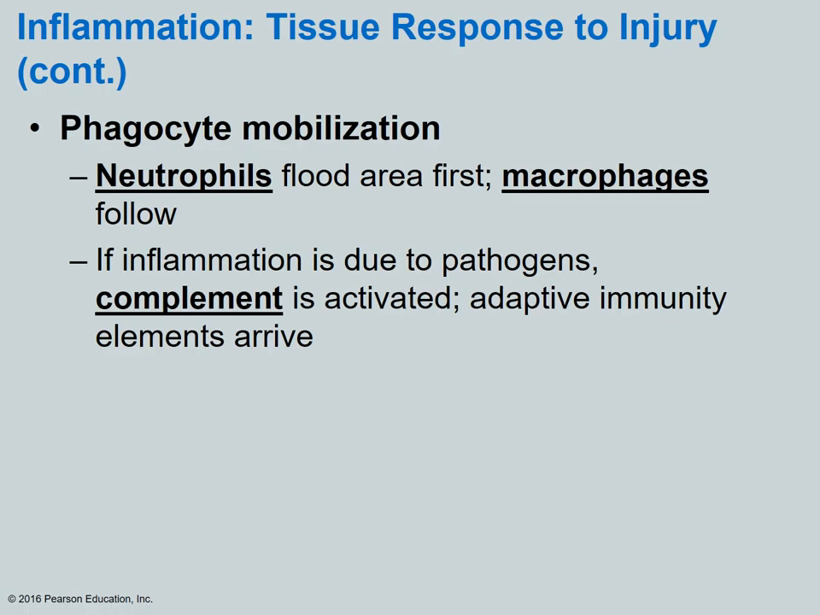You do not want it to get into the circulatory system, because then it can go anywhere in the body and cause even more problems. If you can isolate the area, let's say you cut your finger, if you can isolate potential pathogens just to the finger, it's much easier to treat a very localized infection versus a systemic infection. So I say those phagocytes, the neutrophils, are going to come in the area first, and then the macrophages will follow after that. If the inflammation is due to pathogens, then complement, these proteins, are going to be activated, and then that's going to help start the whole adaptive immune response.